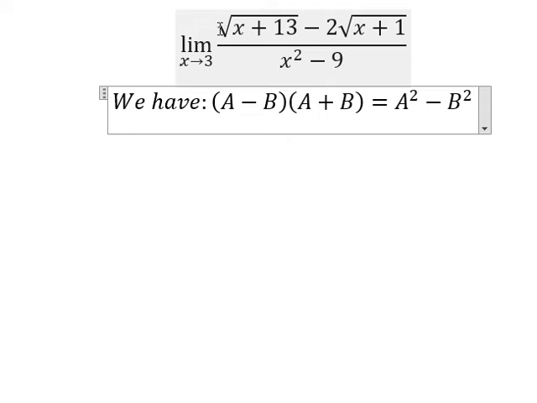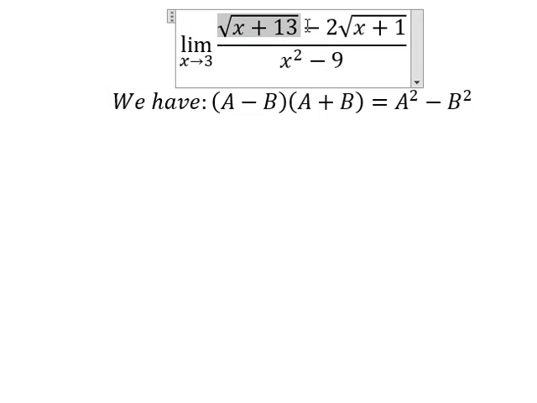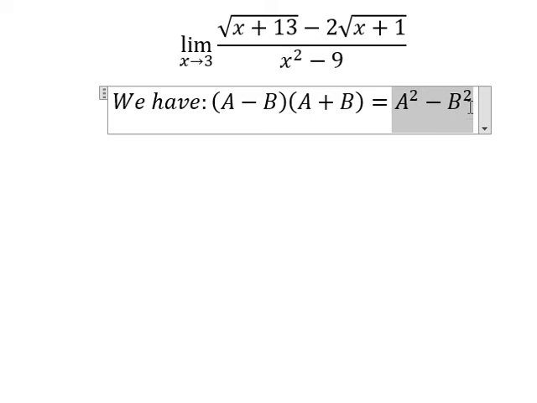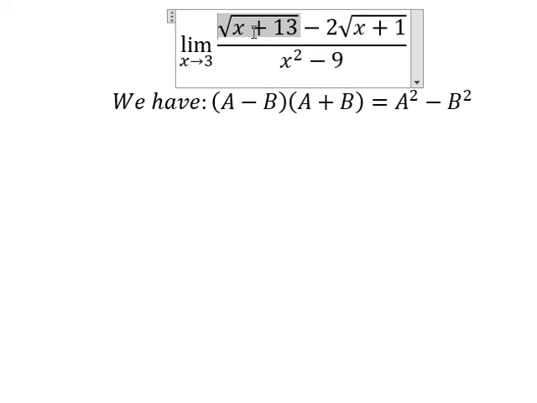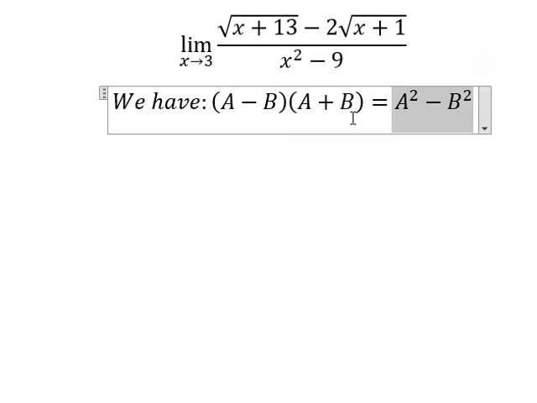So this one, that is about a minus b. So we want to create a square minus b square. The reason in here, I want to cancel the square root. Similar for this one. To create this one, we need to multiply by a plus b on numerator and denominator.